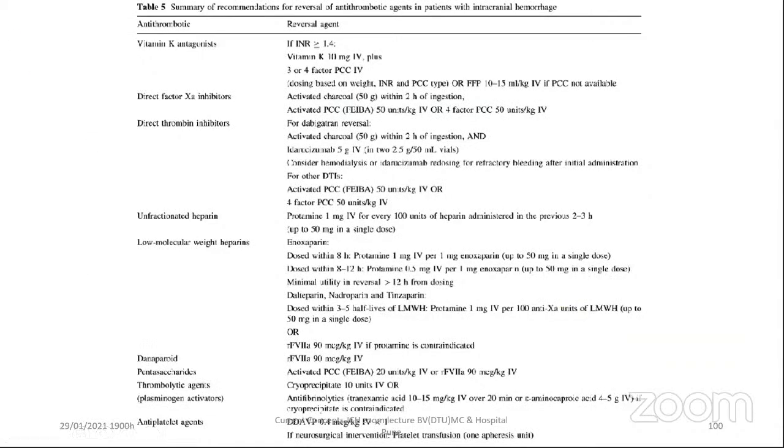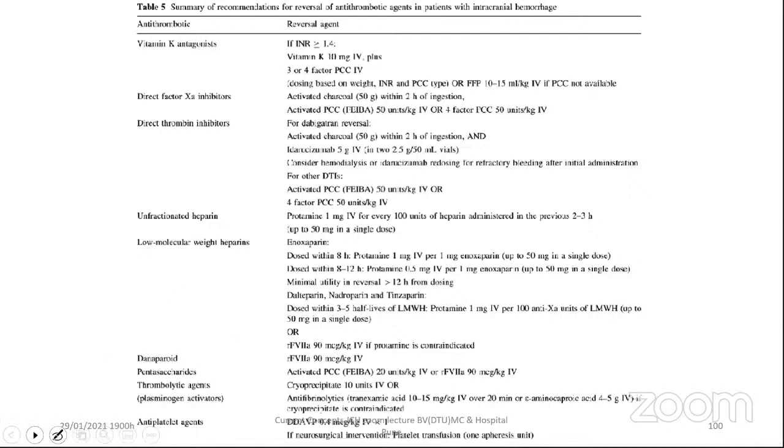So you can see a summary of recommendations for reversal of antithrombotic agents: vitamin K antagonists, direct factor Xa inhibitors, direct thrombin inhibitors, that is dabigatran, and unfractionated heparin, low molecular weight heparin. How do you do that? What we usually want nowadays is to use prothrombin complex concentrates in cases of a bleed, which rapidly reverses the bleeding problem.